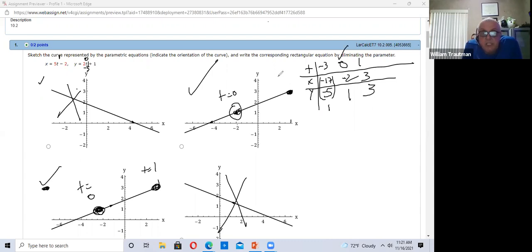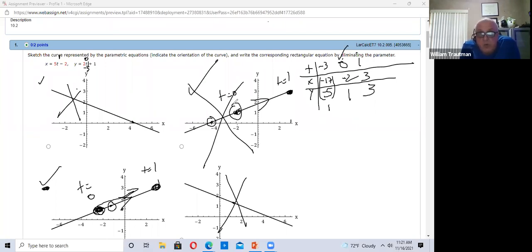T equals 0 is here. T equals 1 is here. So the graph is going this way. From here to here, it's going this way. If you look, that one matched up. This one is going the opposite direction, so that's not correct. As the T's are getting larger, that's the direction you have to be going.